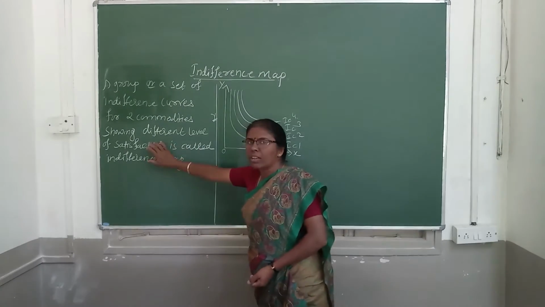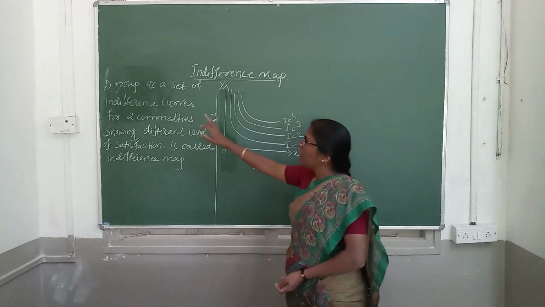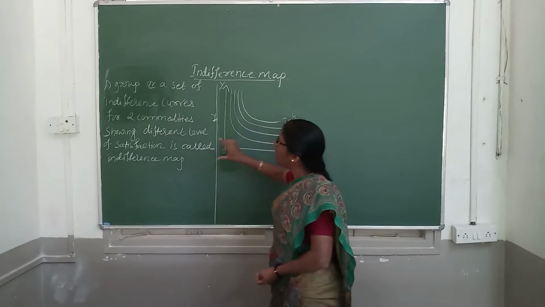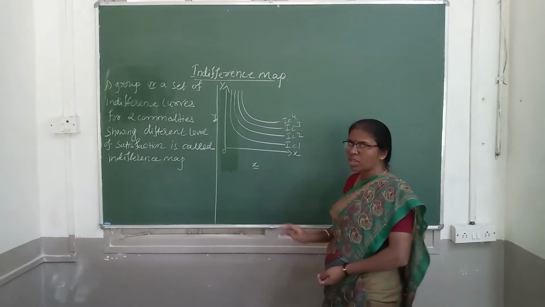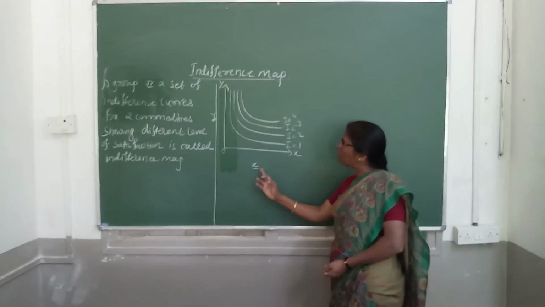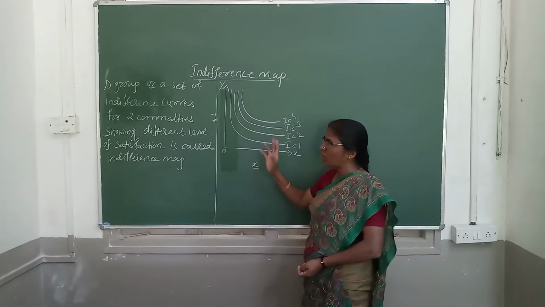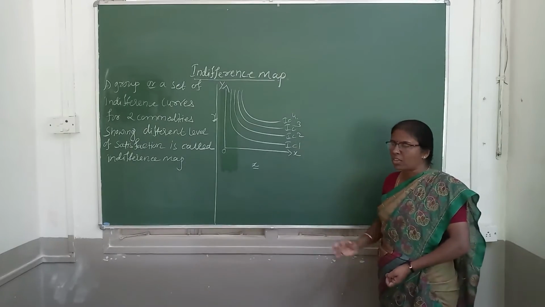So the definition is given here. It is very easy to understand. What is an indifference map? An indifference map is nothing but a group or set of indifference curves. So 4 curves are there. A group or a set of indifference curves for two commodities, X and Y, showing different levels of satisfaction.